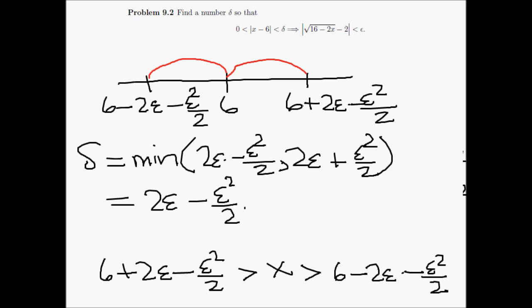Now to actually finish the proof, we have to run backwards. We worked backwards here, starting with what we're supposed to end with and ending with the start. So now that we have our guess for delta, we need to start with the absolute value of x minus 6 being less than 2 epsilon minus epsilon squared over 2, and then slowly convert that to an inequality that looks like this, and double check that indeed it's going to be less than epsilon. So that's the logic for problem number 2. And that's typically how we present delta epsilon arguments to calculus students.